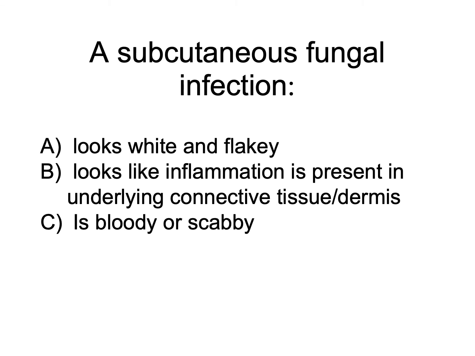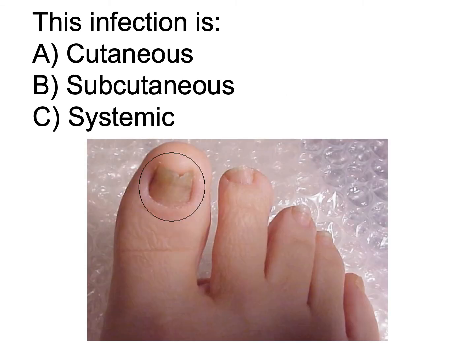So the one that looks white and flaky, that's dandruff, right? And then if it's bloody or scabby, a fungal infection can become systemic from the looks of something that looks like that.